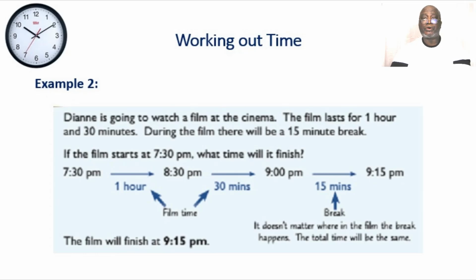But that's not all, because there's a 15-minute break in between the movie. So add that 15 minutes to the 1 hour and 30 minutes, and then you'll find out that the total time she spent at the cinema would be 1 hour and 45 minutes. Add that to the time the movie starts. The film will finish at 9:15 p.m.